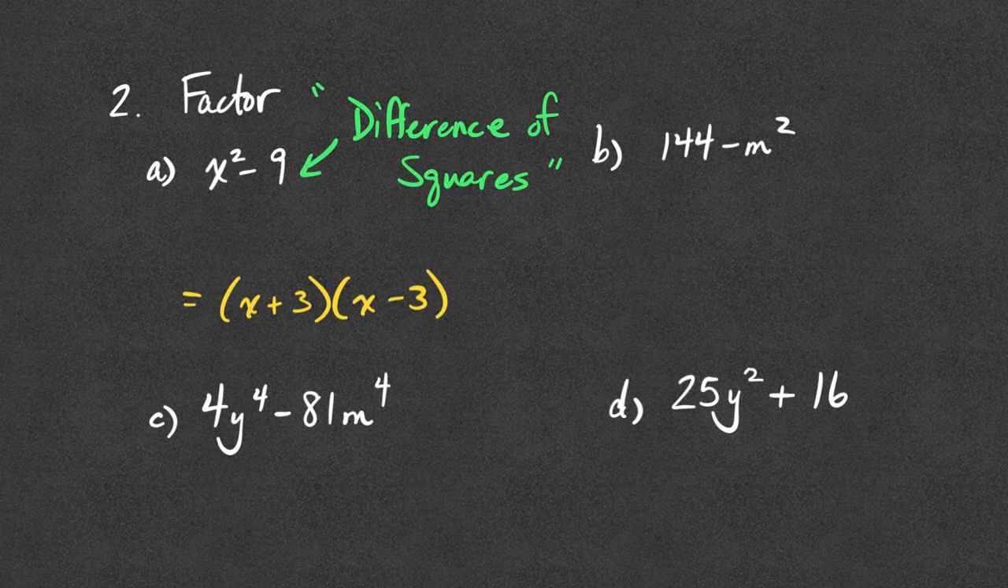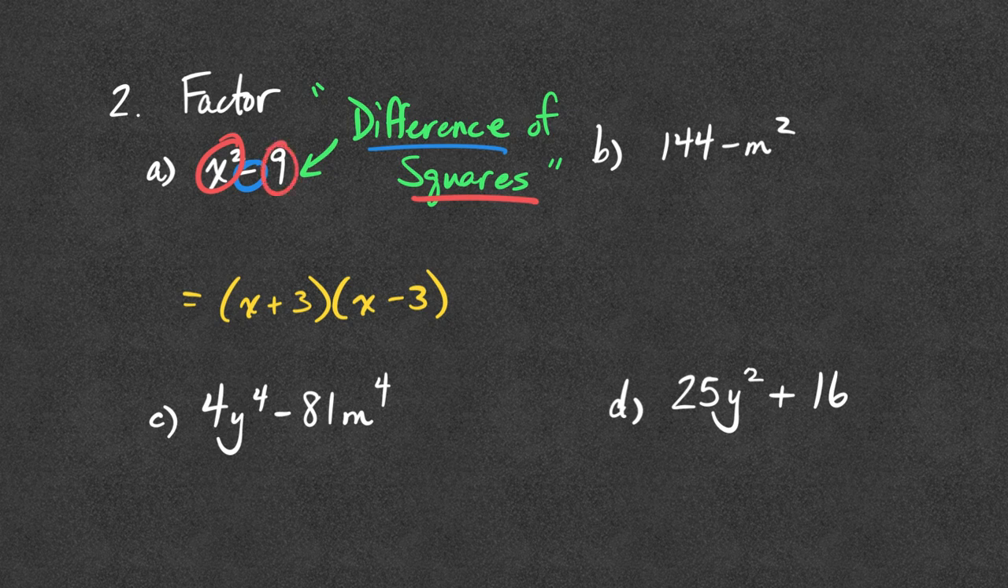Look at the first word, difference. Difference means subtraction as an operation. There's your difference. Look at the next part. Squares. Well, look at the first term. It's clearly a square. It's x with a square on it.